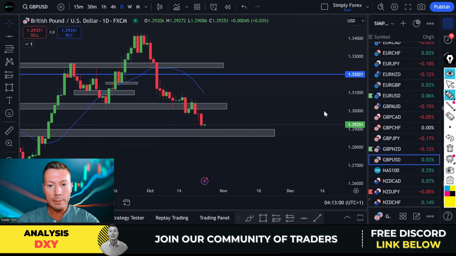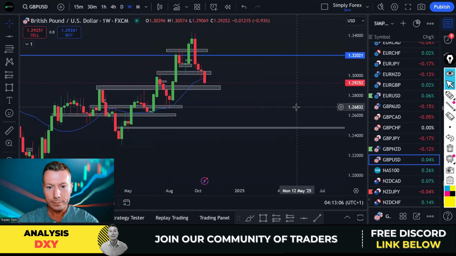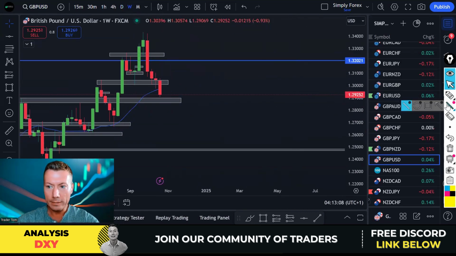But now let me show you lots of information that contradicts this. If we go to the weekly chart, again, we could end up with a weekly candle that looks like this and holds on to this moving average 20 and this level of support here. So I'm wary of that.